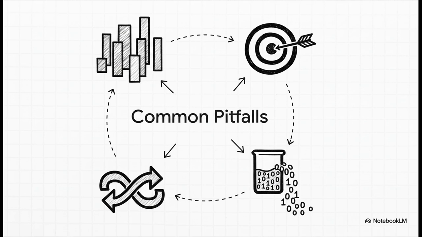Forgetting the array has to be sorted is, of course, a showstopper. But the really subtle bugs are in the details. Messing up your boundary updates by just one, which can accidentally throw out the right answer, or even worse, creating an infinite loop. And then there's the most famous pitfall of all, the integer overflow bug.